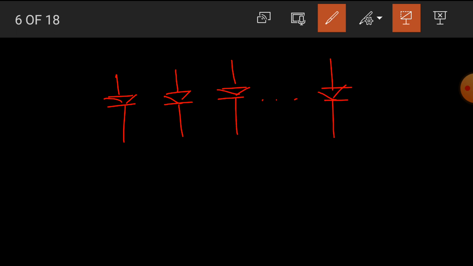Let's see once again. If we look at the common cathode type LED display, in common cathode type, all the cathode terminals are connected together and given to ground. That means all the LEDs are connected to the ground.